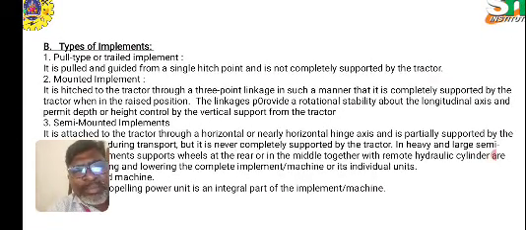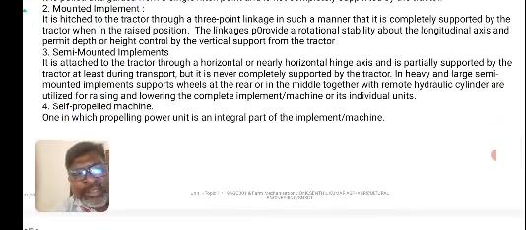And regarding the types of implements, there are various types. Pull type or trailed implement: it is pulled and guided from a single hitch point and is not completely supported by the tractor. The mounted implement is hitched to a tractor through a 3-point linkage in such a manner that it is completely supported by the tractor when it is in raised position. The linkage provides rotational stability about the longitudinal axis and permits depth or height control by vertical support from the tractor. The semi-mounted implement is attached to the tractor through a horizontal or nearly horizontal hinge axis and is partially supported by the tractor at least during transport, but it is never completely supported by the tractor.